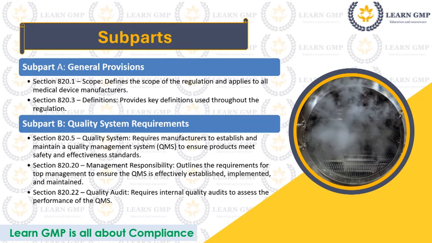Section 820.5, Quality System, requires manufacturers to establish and maintain a quality management system, QMS, to ensure products meet safety and effectiveness standards. Section 820.20, Management Responsibility, outlines the requirements for top management to ensure the QMS is effectively established, implemented, and maintained. Section 820.22, Quality Audit, requires internal quality audits to assess the performance of the QMS.